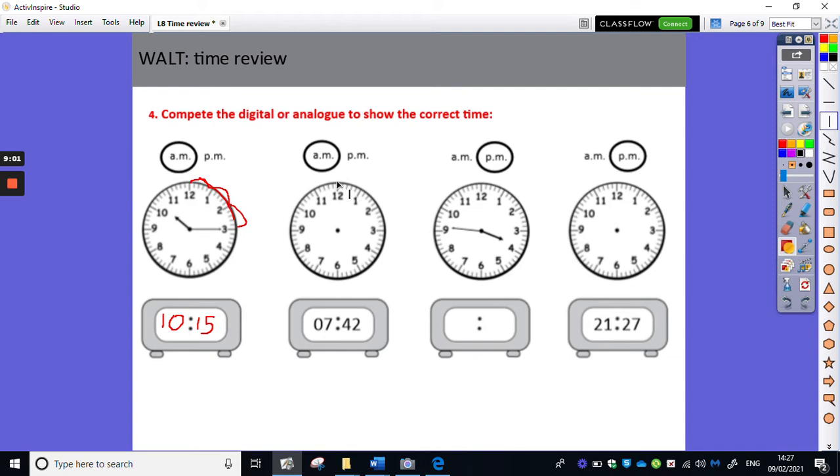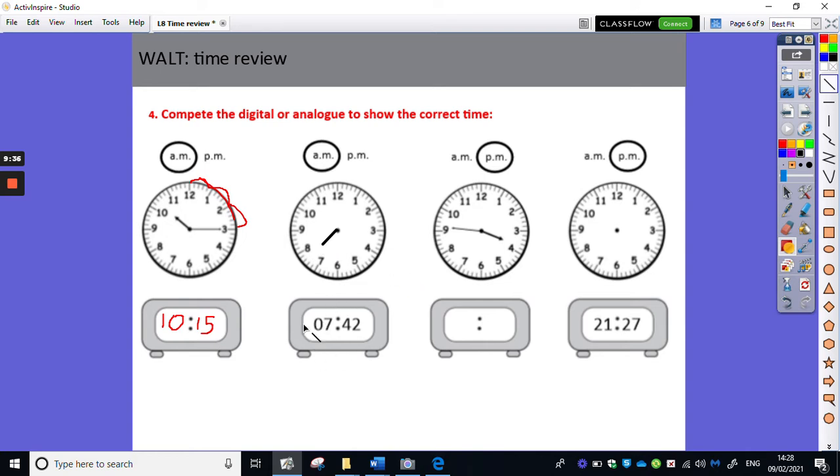Okay, so the next one, I need to draw 7:42. So if you've managed to have a go at this one at home, either on the sheet or drawing your own, well done. So the first thing I need to do is the hour hand. If it's 7:42, that means that my clock hand would probably be slightly past the 7, okay? It's going to be more towards the 8 because it's getting closer to 8 o'clock, okay? So it's going to probably be about there, my short hand, between the 7 and 8.